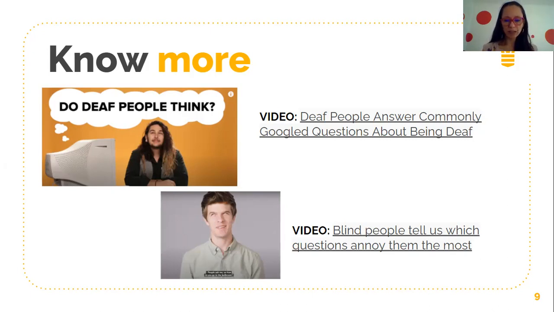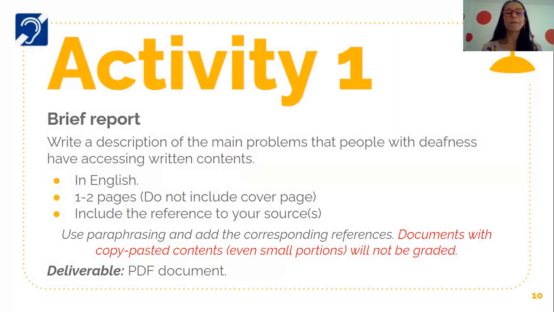And then we have the second video, which says blind people tell us which questions annoy them the most. So they get a lot of questions apparently, and this video is about the questions that annoy them the most, like how you go to the toilet and stuff. So have a look at those videos in order to know more. And during the class, we will discuss some of these topics and questions that you may have about it.